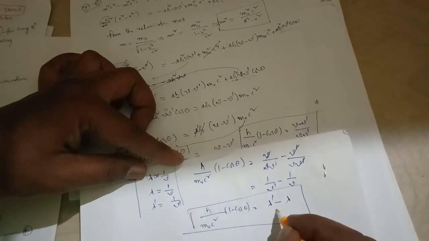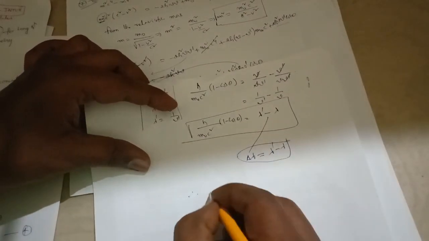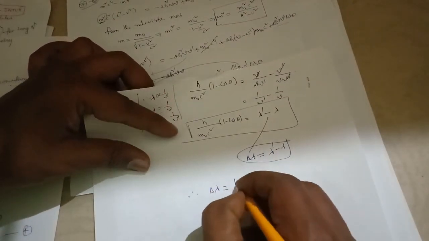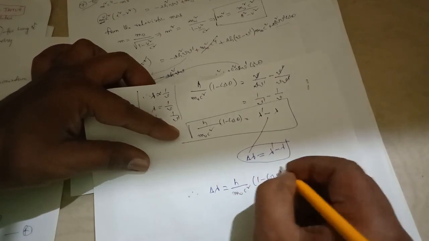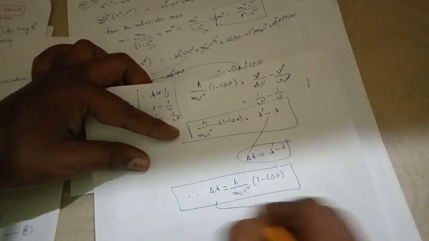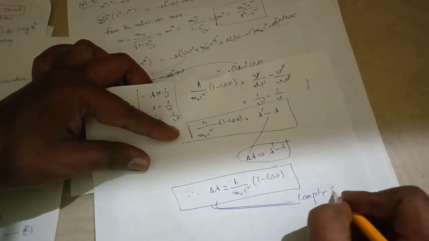So this is h by m naught c square into 1 minus cos theta. So this is what? Delta lambda equals lambda dash minus lambda. So from that we can write, delta lambda equals h by m naught c square into 1 minus cos theta. This is the expression for the Compton shift.